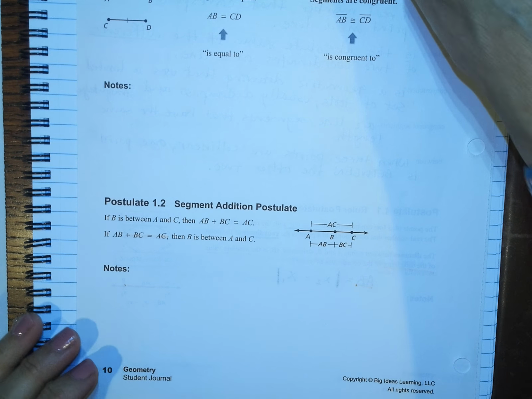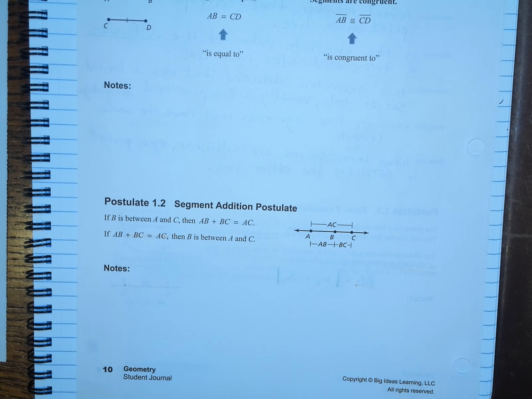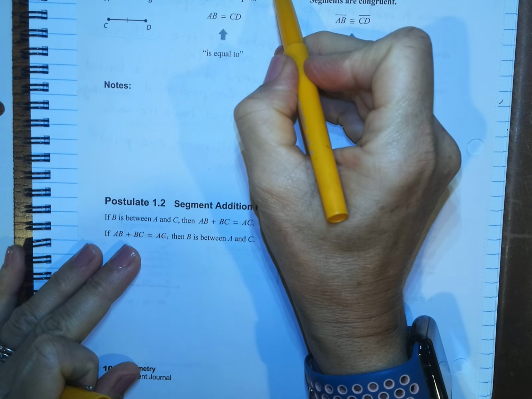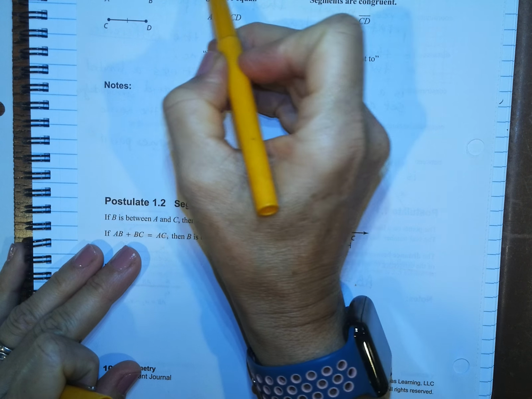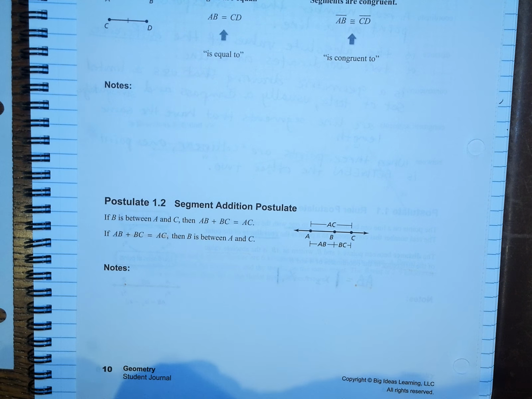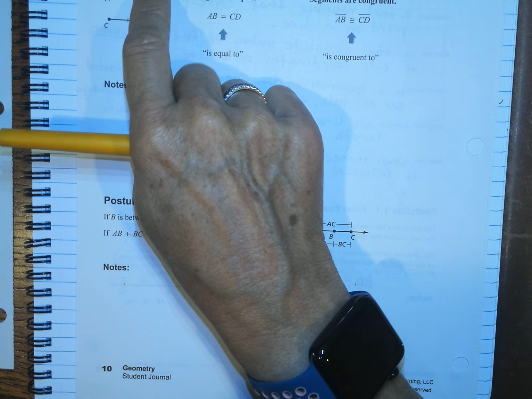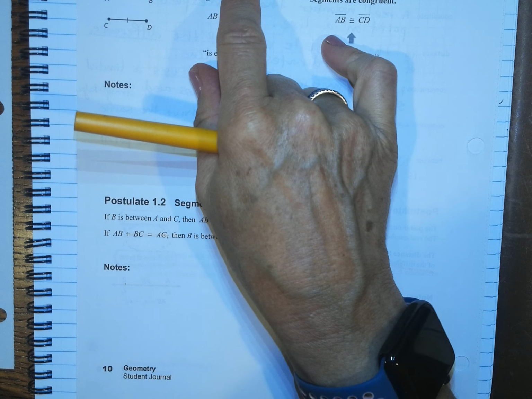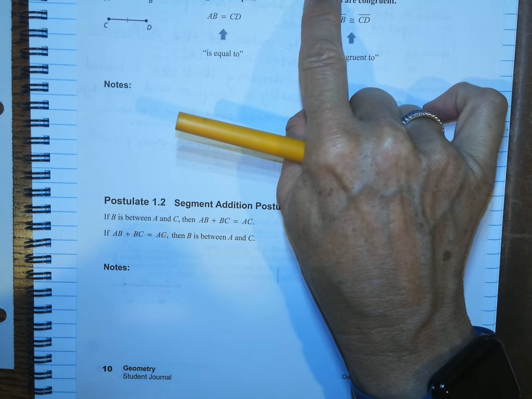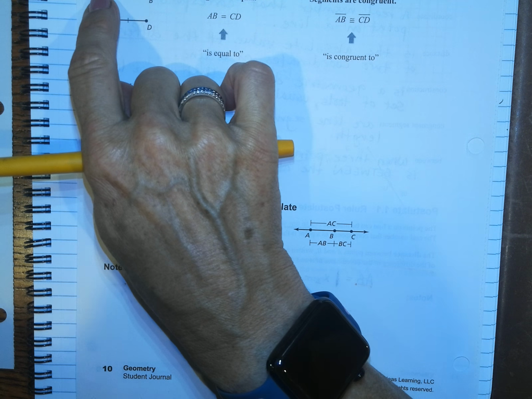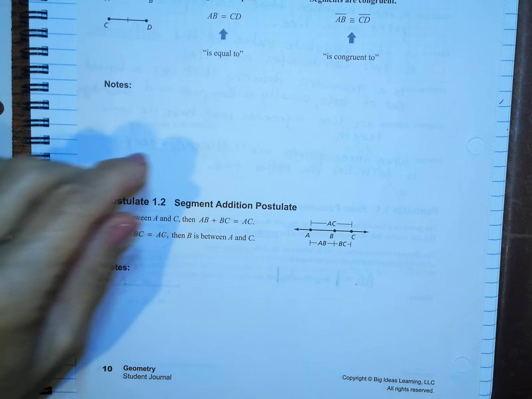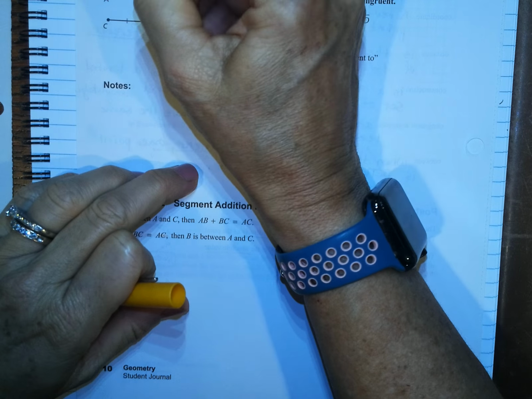If you have two segments that are the same length, we're going to call those congruent. Which means you can say the length of AB is equal to the length of segment CD, or you can say segment AB is congruent to segment CD. This symbol, super important.